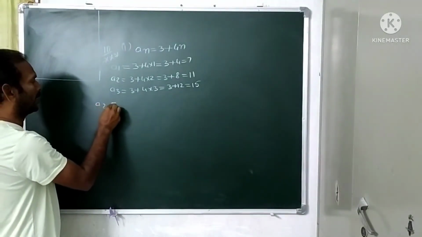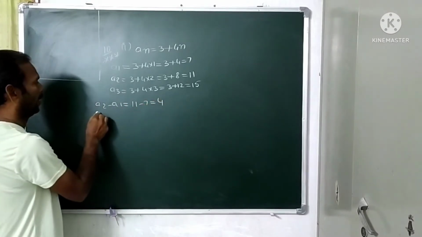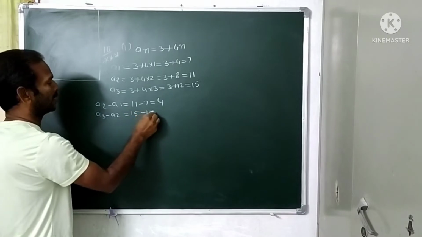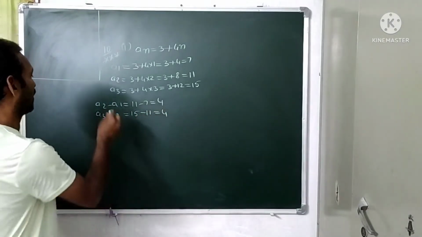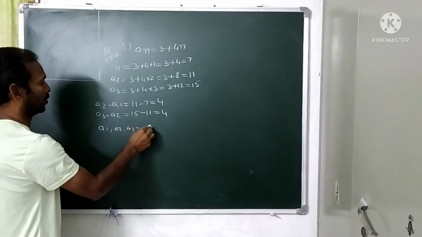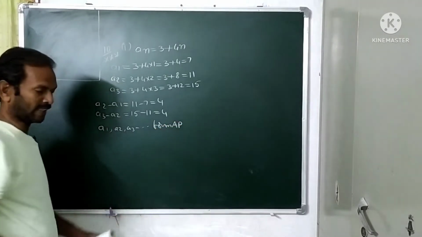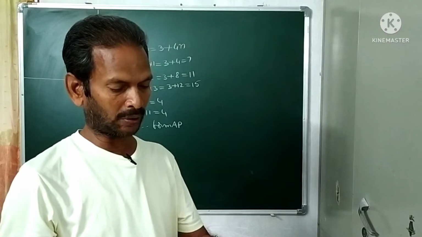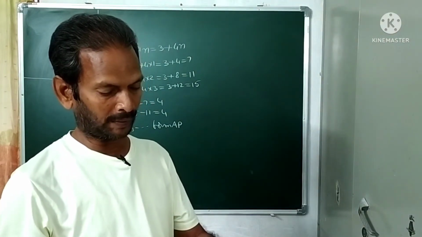A2 minus A1 is equal to 11 minus 7, which is 4. A3 minus A2 is equal to 15 minus 11, which is 4. So the common difference is the same. That's why A1, A2, A3, and so on forms an AP. That's it. So the nth term is given, we calculate the terms, and they ask us to show that they form an AP.